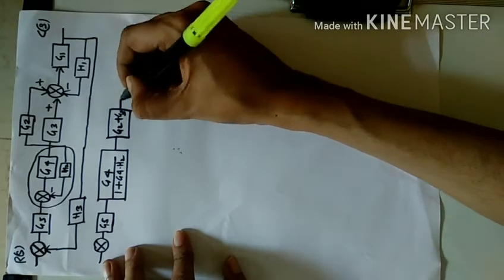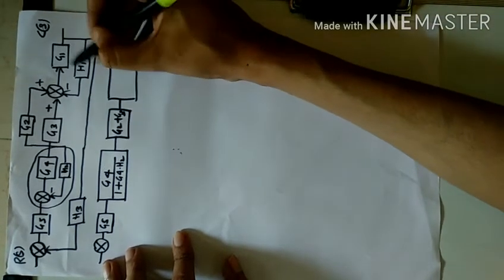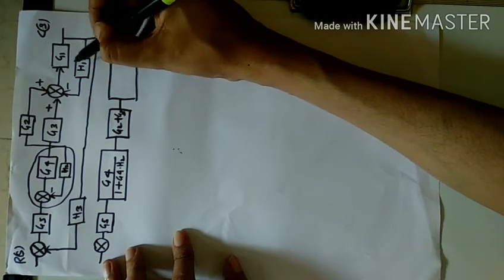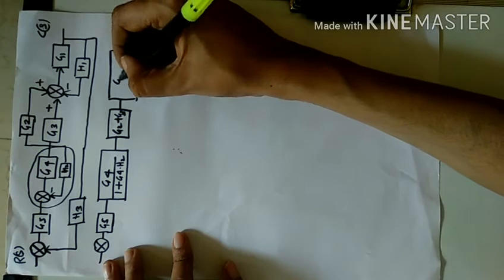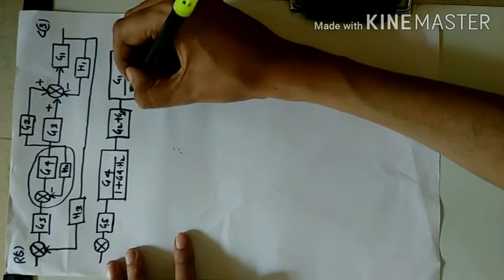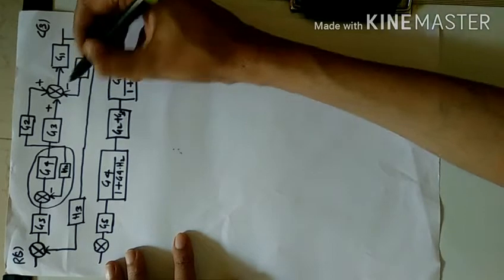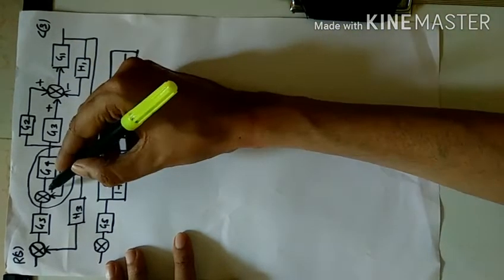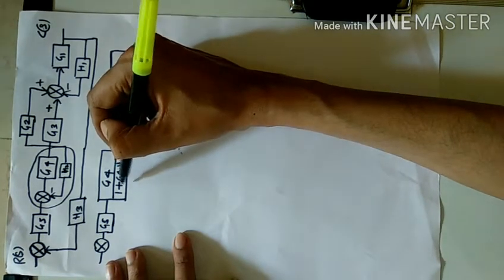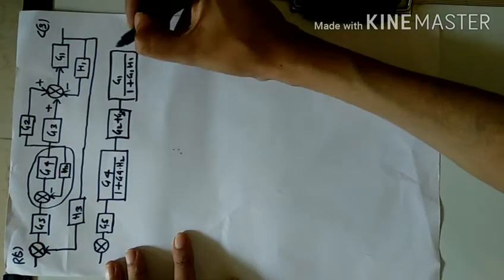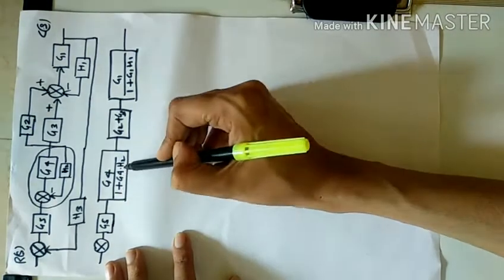Okay. And again G1 H1 is in feedback loop. So G1 divided by 1 plus G1 H1. Here minus sign is there, therefore it is plus, because in feedback we consider positive sign in the denominator when it is negative. Okay. So G5 G4 upon 1 plus G4 H2.